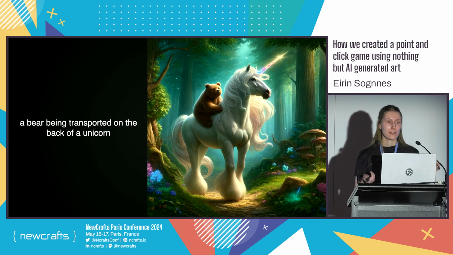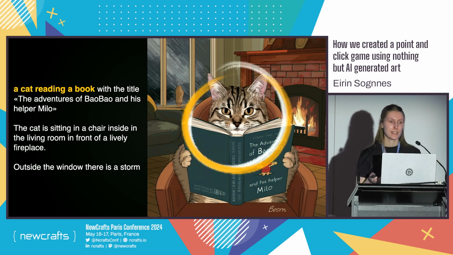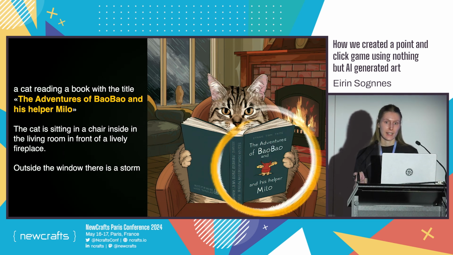So I wanted to try something a little bit more advanced as well. So I tried a larger prompt to see how much I can put in a prompt and it will still get the separate concerns. I'll break it down a bit. The first part is a cat reading a book. So you can see that's clearly happening. And the second part is the title of the book, which it is also doing really well.